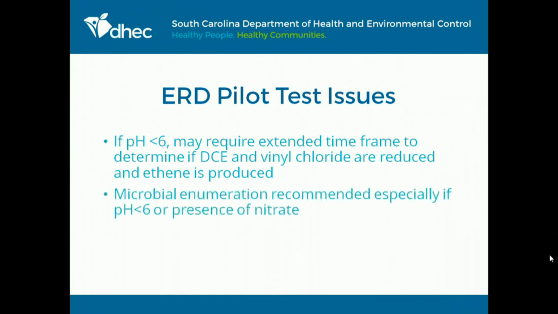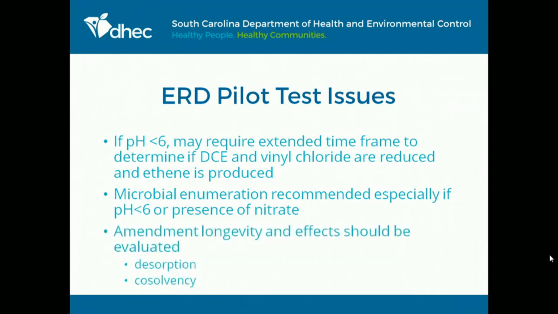For reductive dechlorination, there's a number of different methods. You can enumerate microbial populations so that you can know is what we need there in the ground. If they need bioaugmentation, this is a good time to find out by just doing some relatively inexpensive tests for microbes, especially if the pH is less than 6, and if there is nitrate and they're insisting on pursuing this technology, then microbial enumeration would be helpful.